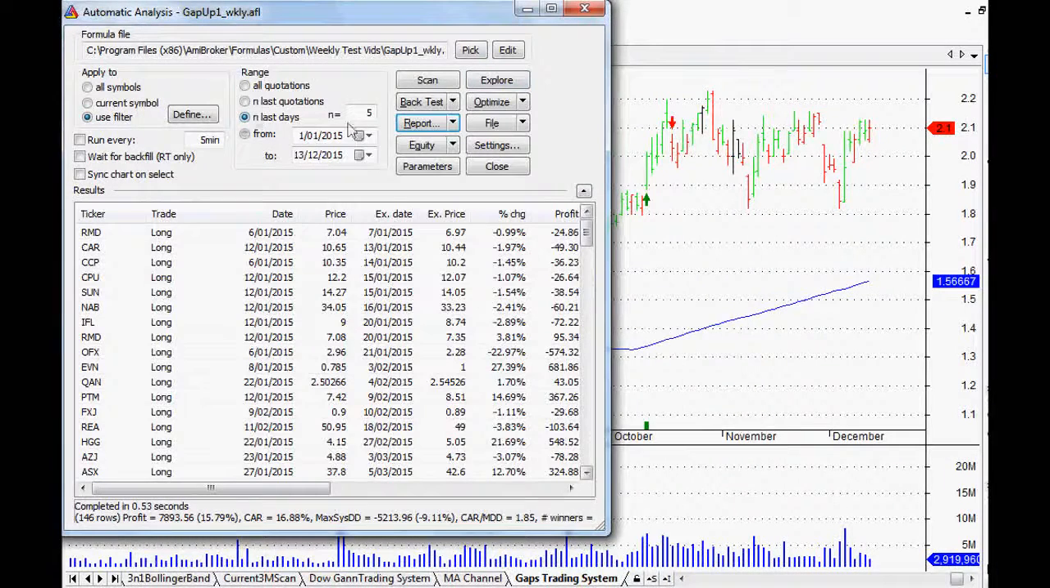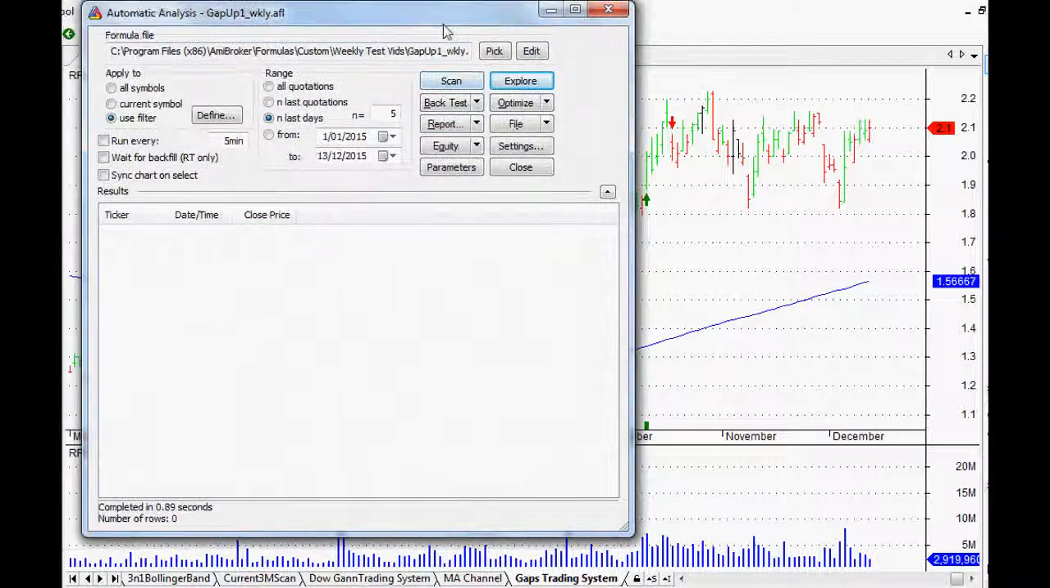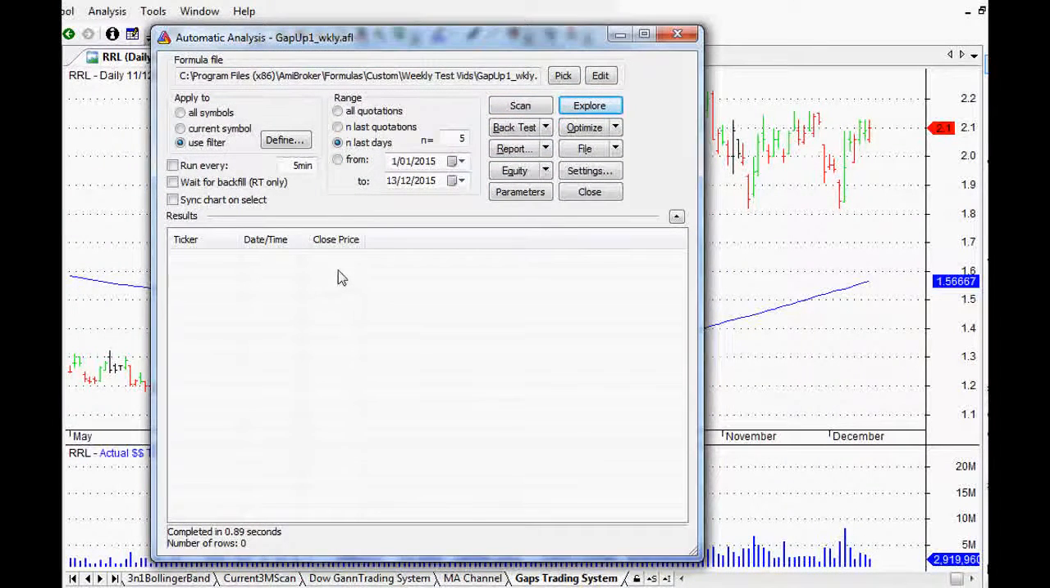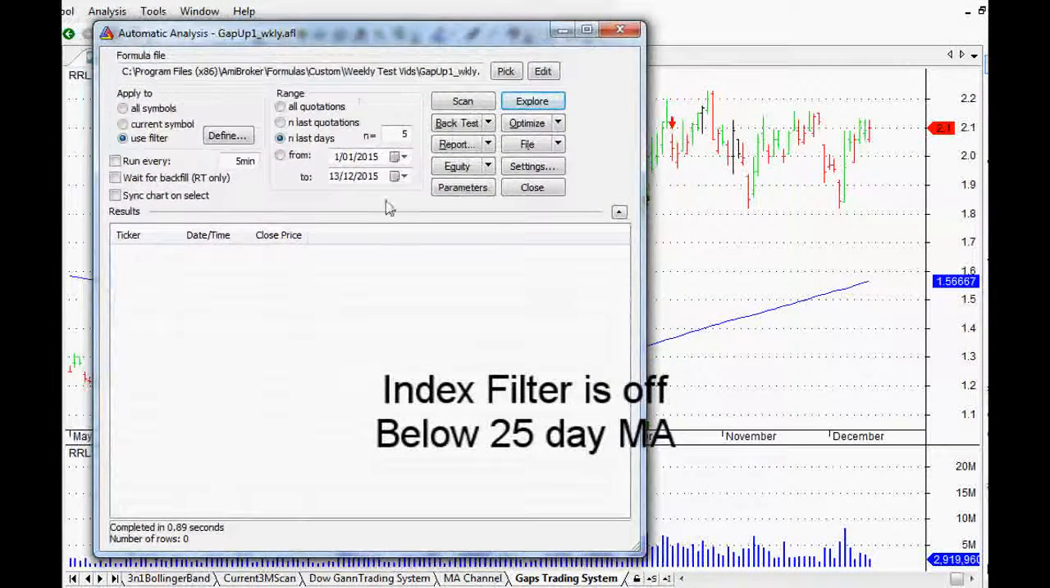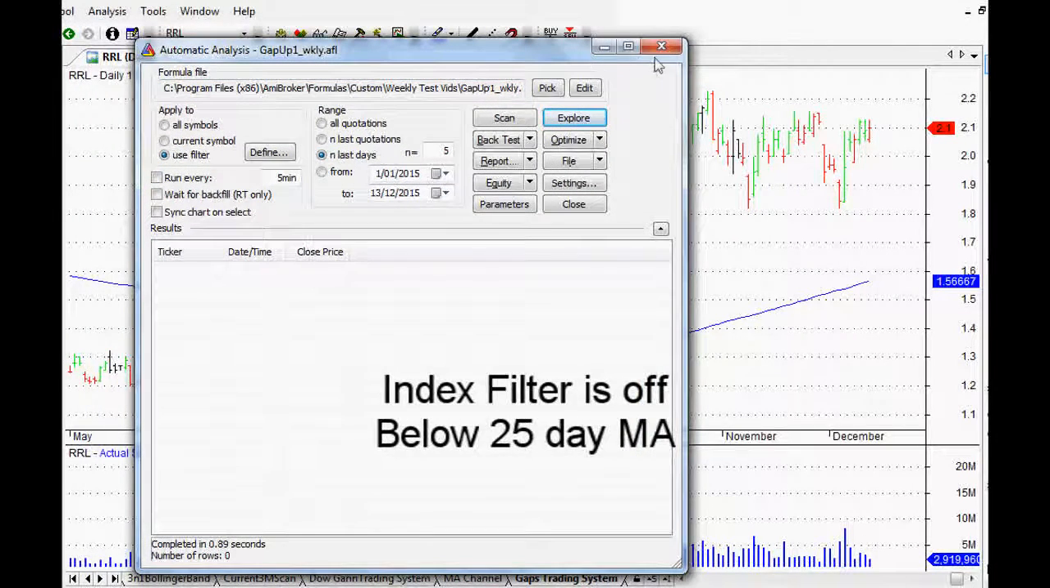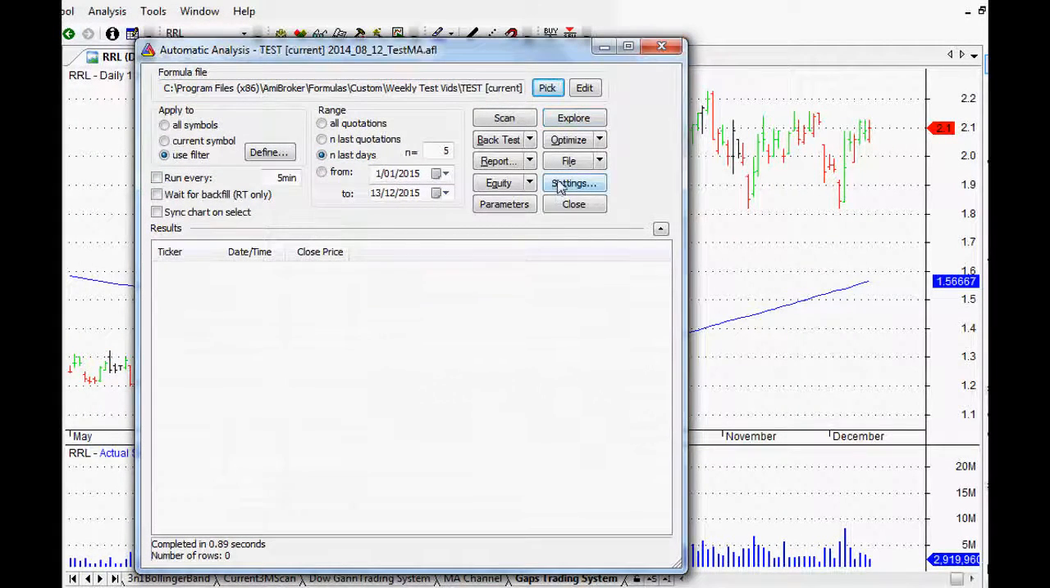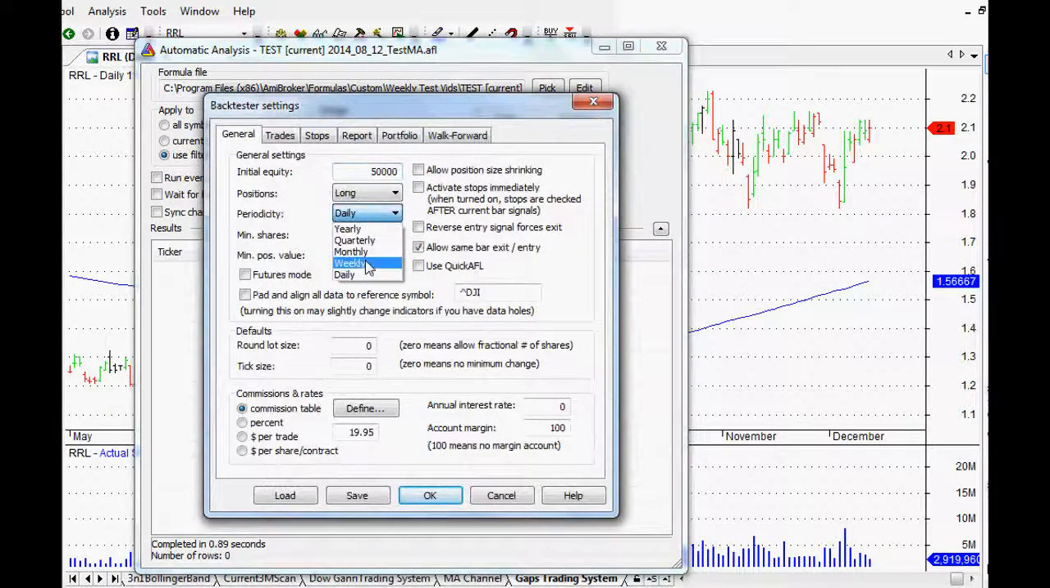If we were to do a really quick explore over the last 5 days, we'll just see if there's any trades this week, and no, nothing comes up for this particular trading system. Most likely because the overall index is moving down, and the index filter will just simply switch this one off. So really very simple. Let's check out my favorite. It's the Dow trend and Gann trend trading system.